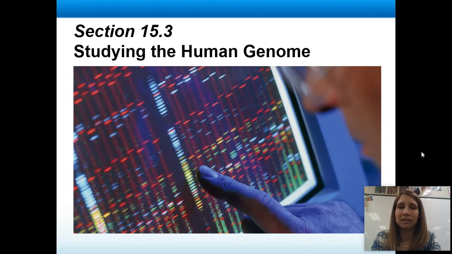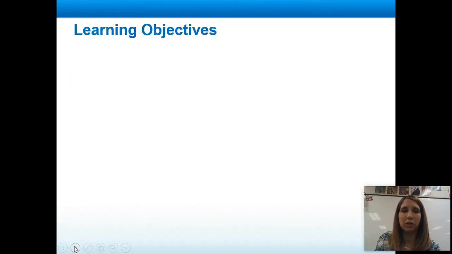And so what you're looking at here is a gel electrophoresis. I was going to say microarray, but that's not what this appears to be. So gel electrophoresis is something we're going to talk about that is responsible for separating DNA fragments according to their sizes. And that's one of the techniques that we use in helping to understand our genome and the letters that make it up, the genes that we find. Okay, so go ahead and get the title, section 15.3, Studying the Human Genome.